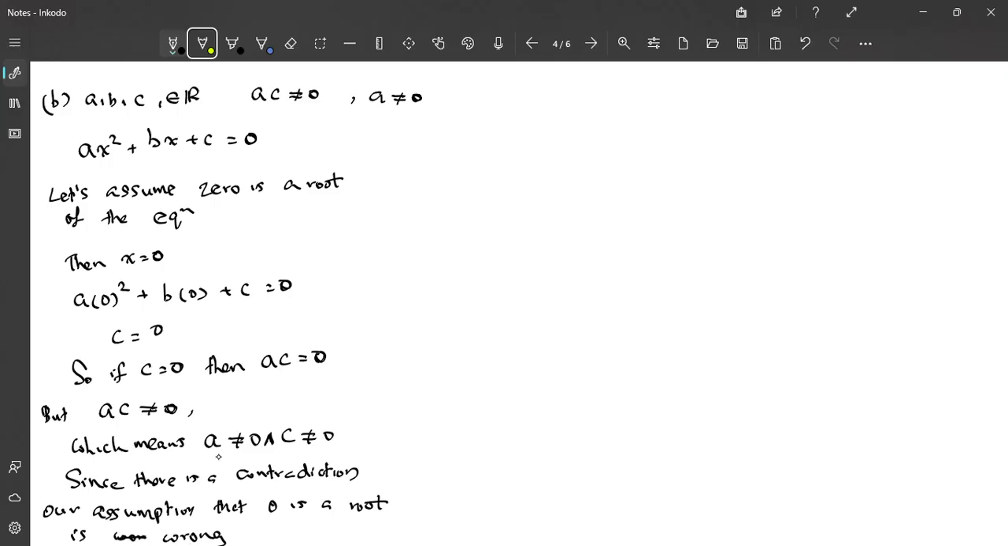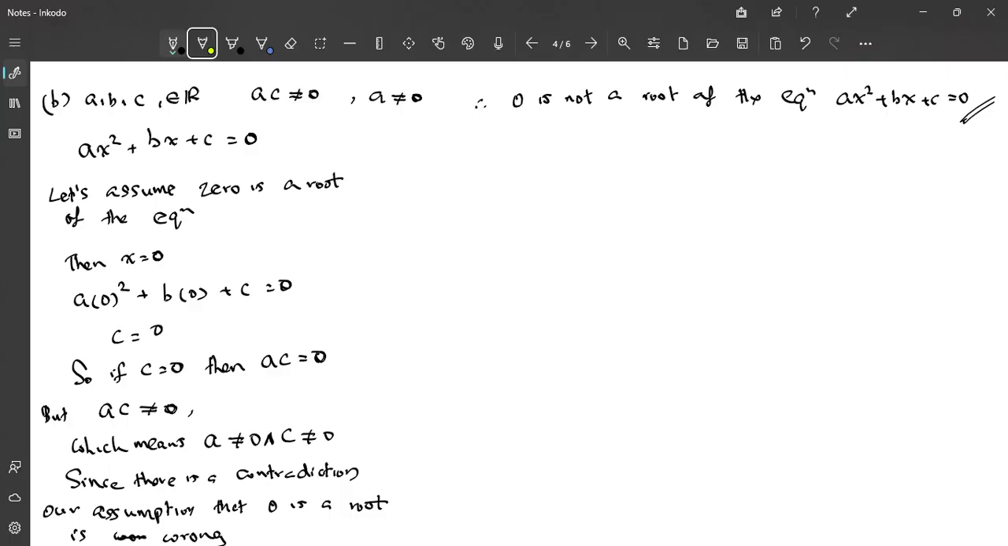So if it is wrong, what is the correct one? Therefore, we can conclude that 0 is not a root of the equation ax squared plus bx plus c equals 0. The perfect answer. Okay.